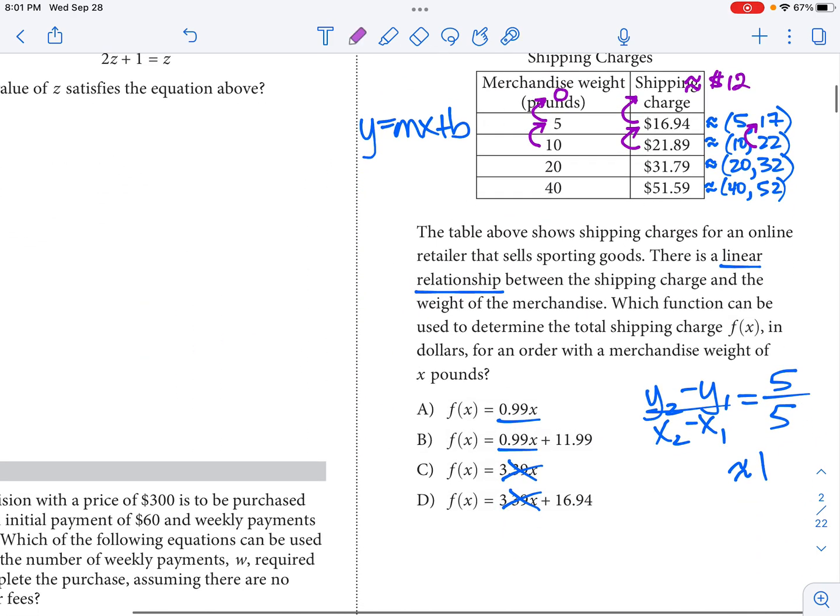My y-intercept is definitely not 0. This is like a plus 0 here, so I believe this is really close to 12. B is going to be the correct answer.